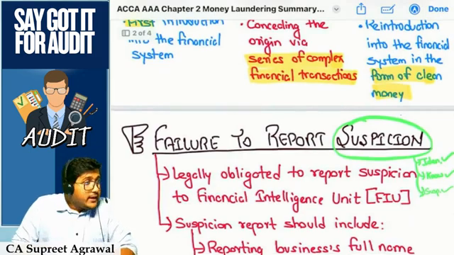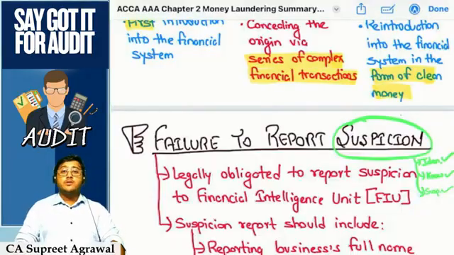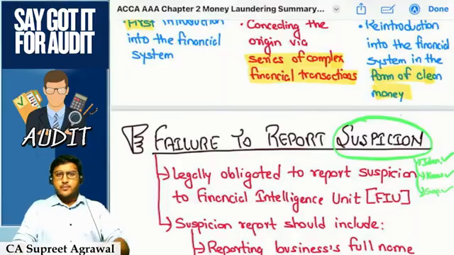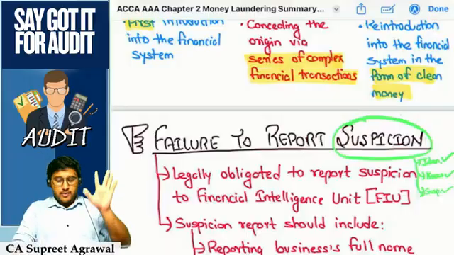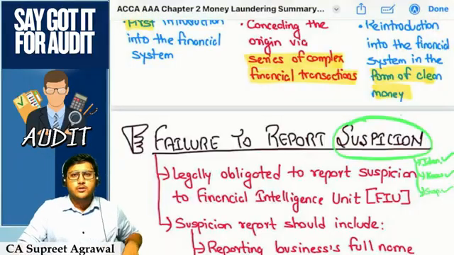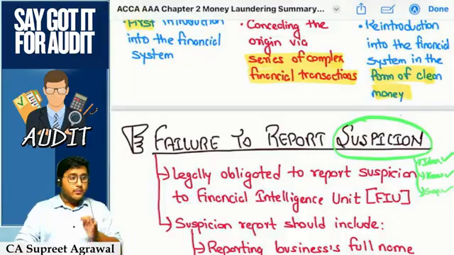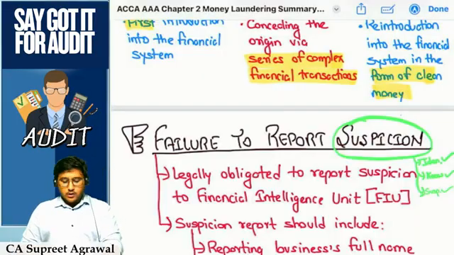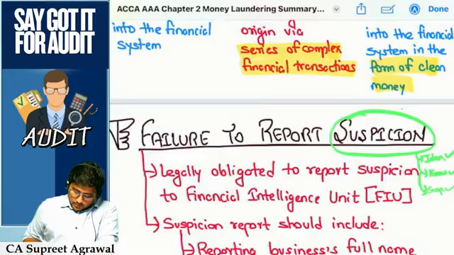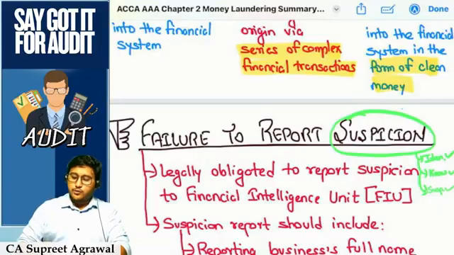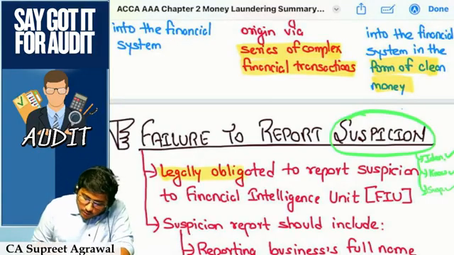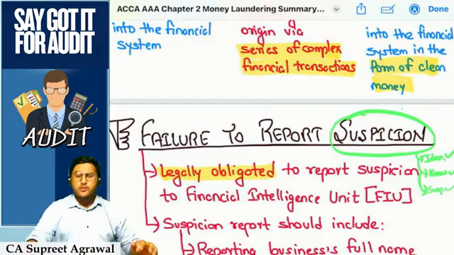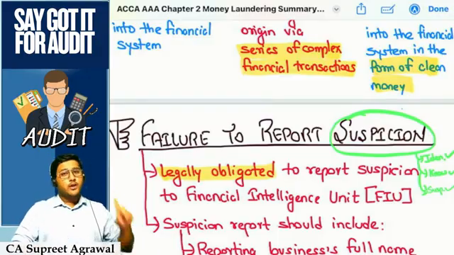Now let us read it. Legally obligated to report suspicion. Every person, every institution, every principal, everybody, be it inside the company or outside the company, anybody and everybody, if they come to know about a suspicion related to money laundering, they are legally obligated to report suspicion to the Financial Intelligence Unit, FIU. Okay, so legally obligated. It's not just that you want to report it or not. It is your legal obligation. By law, you have this responsibility to report this suspicion of money laundering, and that is why it is covered under the offenses as well.